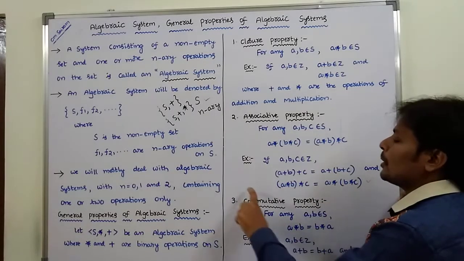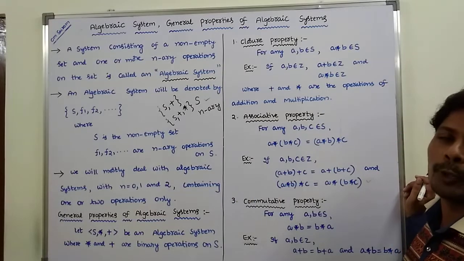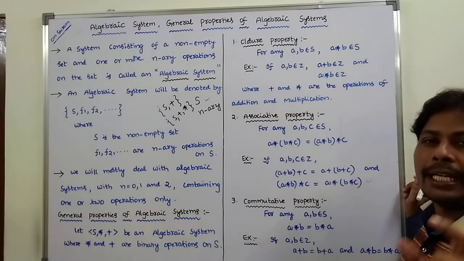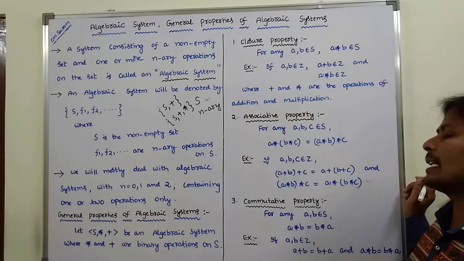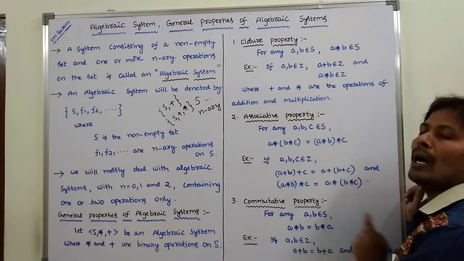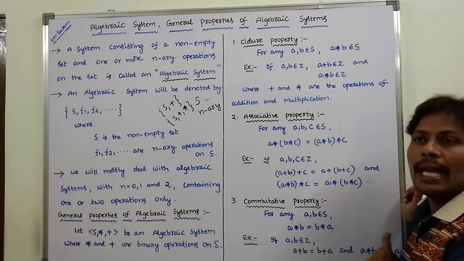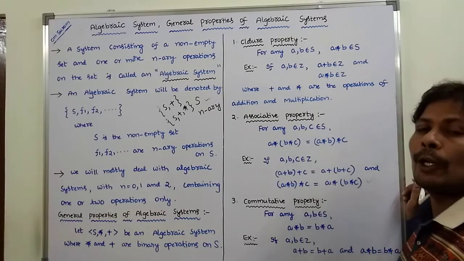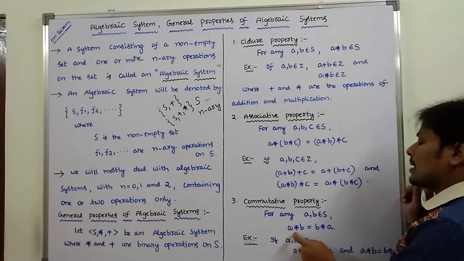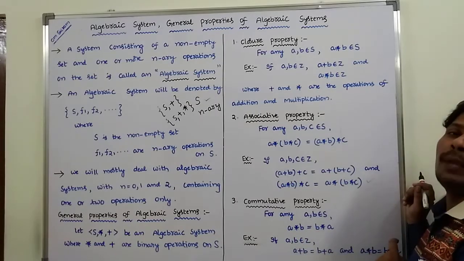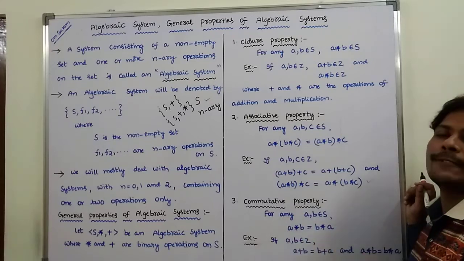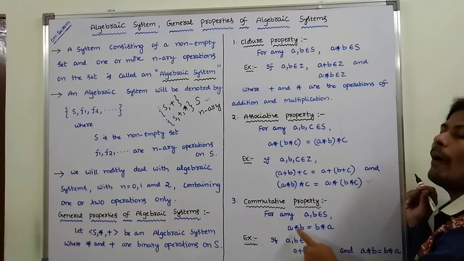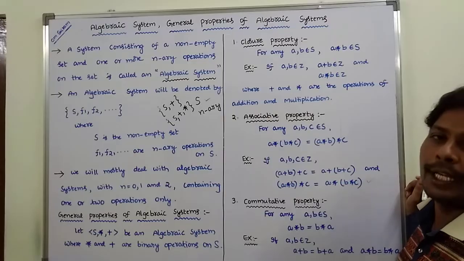The third property is the commutative property. We take any two elements from the non-empty set S, represented as A comma B belongs to S. Then it satisfies the following condition: A star B is equal to B star A. Whenever this condition is satisfied, the multiplication operation is commutative.